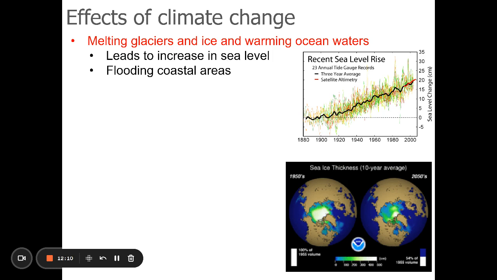Obviously, an increase in sea level leads to flooding, right? Coastal areas can become flooded because sea level is rising. There are already lots of places that are experiencing this. For example, Miami. If you've ever been to Florida, you'll know it's pretty flat. And so a small increase in sea level can actually flood large areas. The city of Miami is dealing with this. They are spending billions of dollars to install pumps that will keep their streets from flooding.